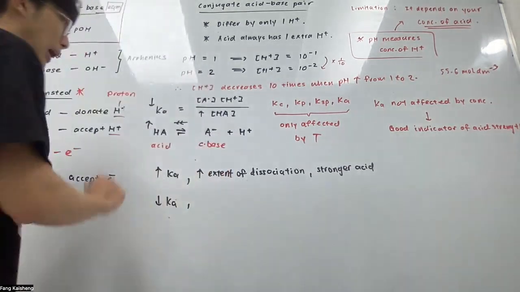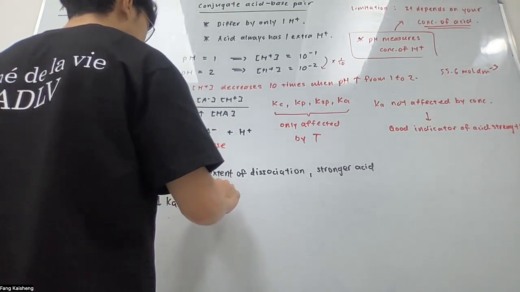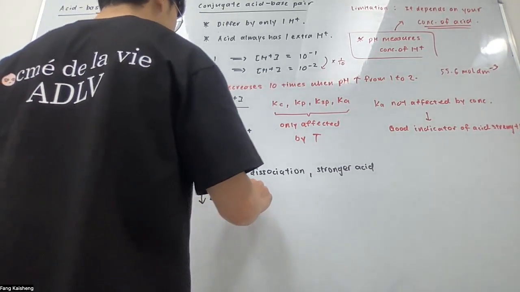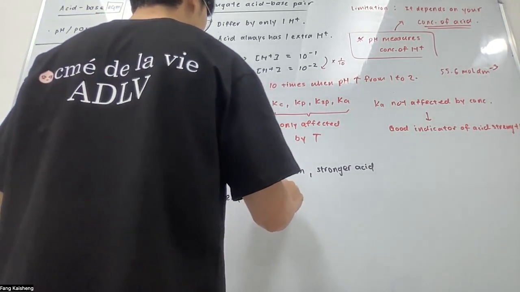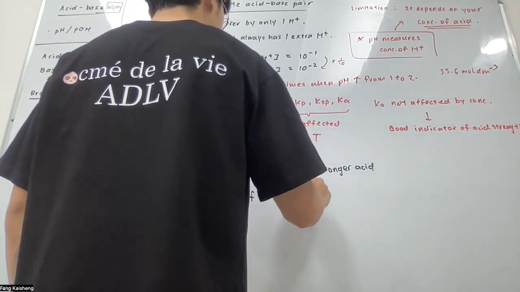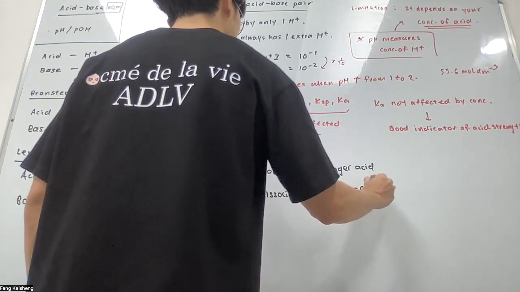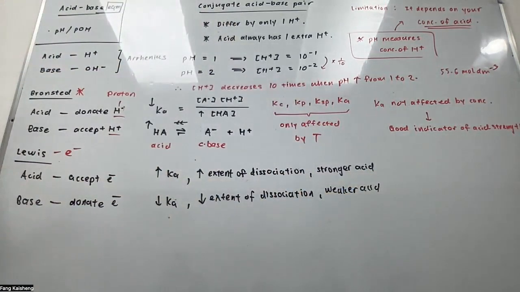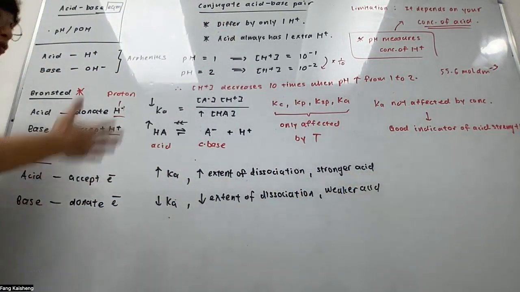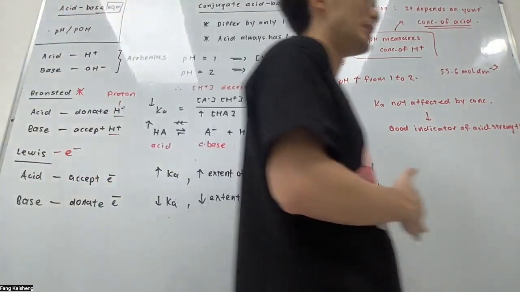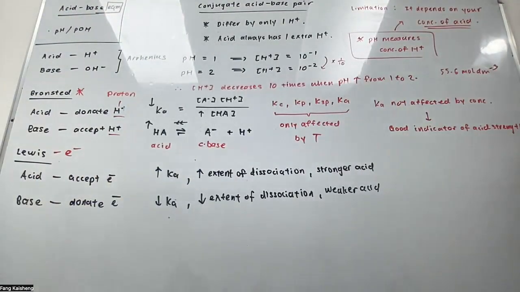So this is what's happening here. A low Ka implies a smaller extent of dissociation because the reaction lies to the left. And it implies it is a weaker acid. From now on, you don't even need to rationalize this in your head. You just need to know higher means stronger, lower means weaker. Okay?